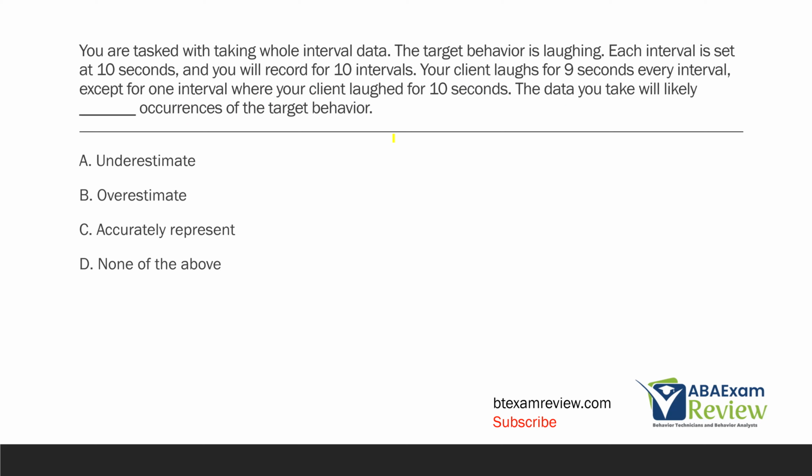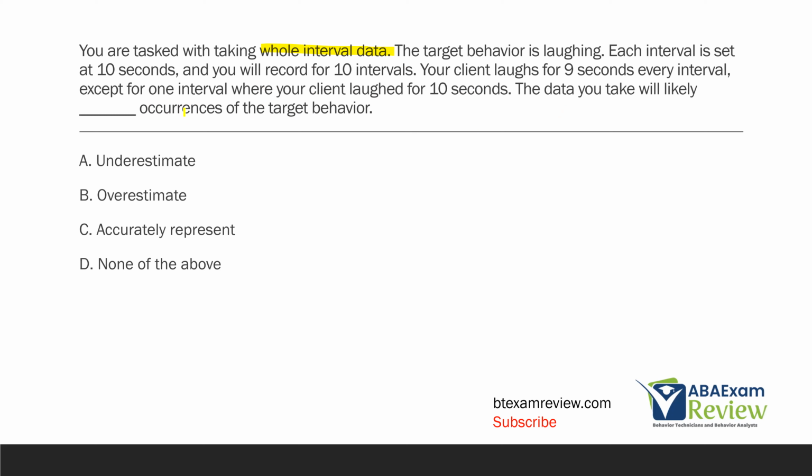All right, we have a discontinuous measurement question about whole interval data specifically. We can see here we're taking whole interval data, and the question is specifically asking about the data you're taking as it relates to the occurrences of the target behavior. In other words, the data you take is going to say what about how often the behavior occurred.